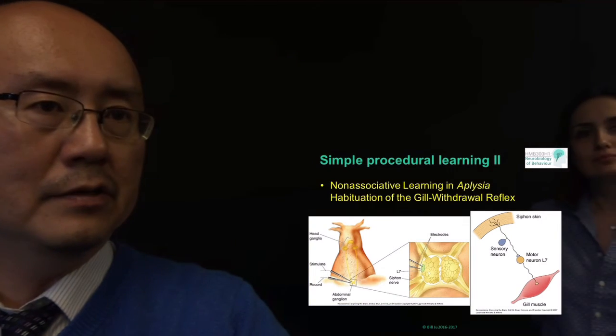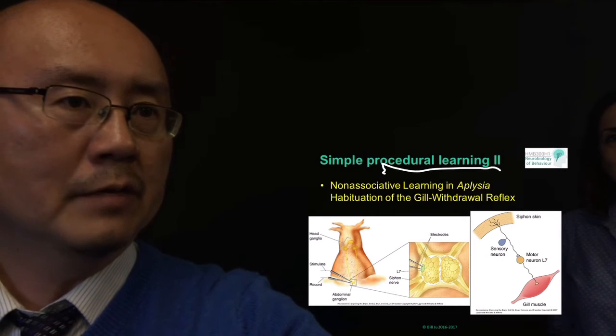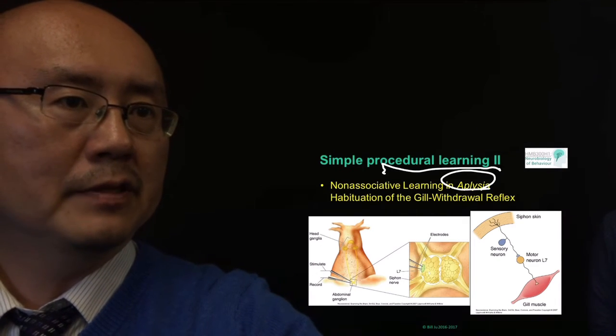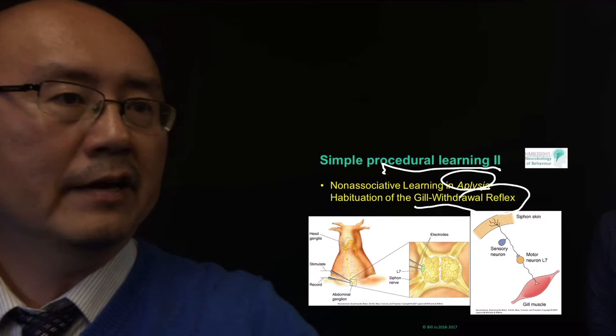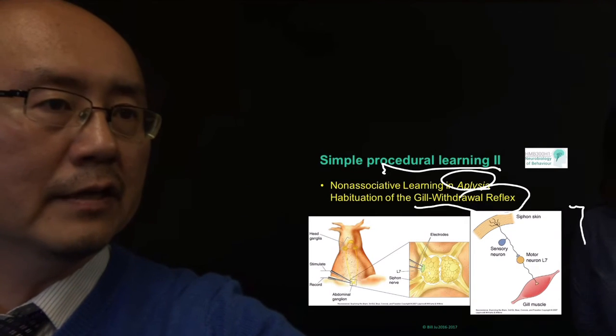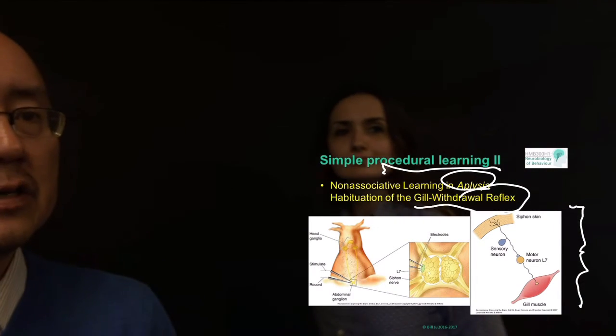And what he decided to use was this simple procedural learning model that was associated with Aplysia in this gill withdrawal reflex. And this is this simple circuit that he decided that he wanted to examine.